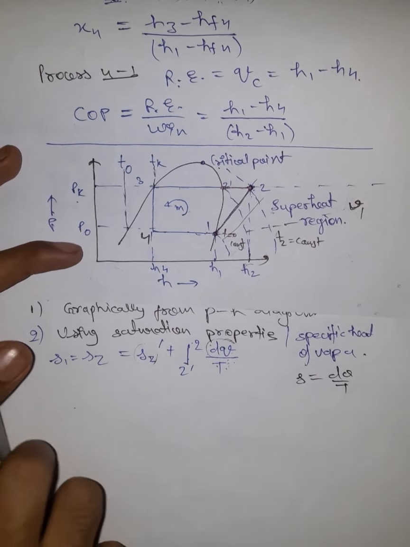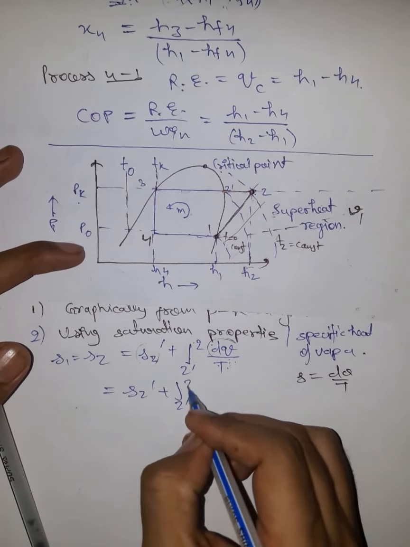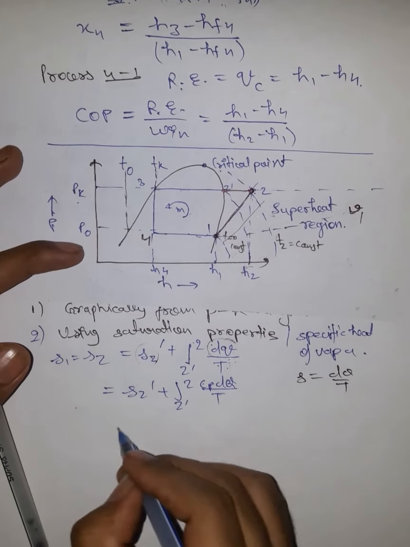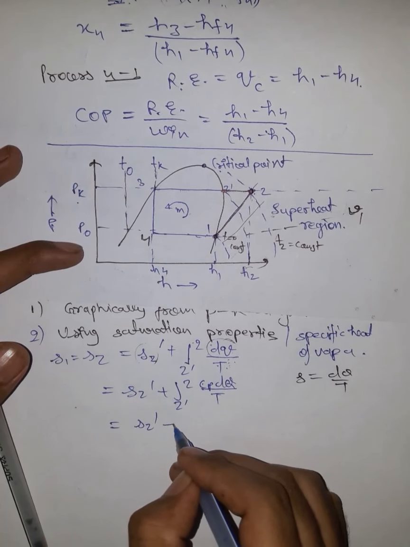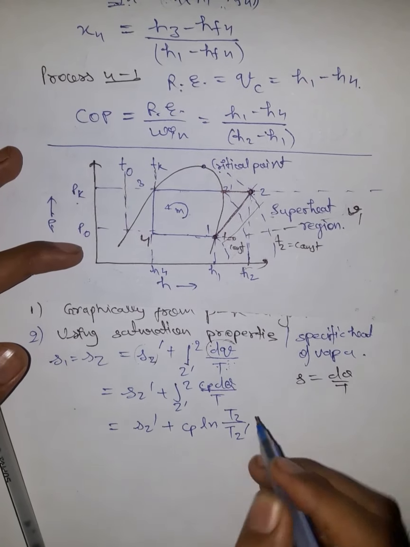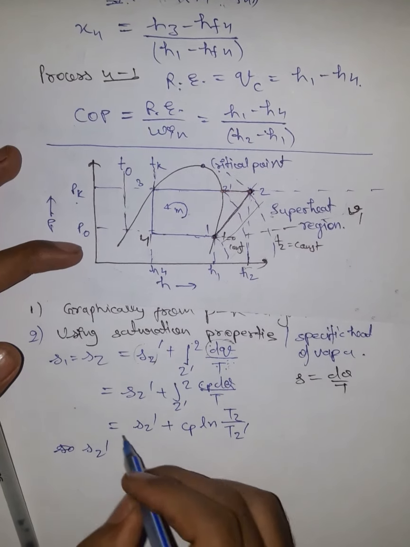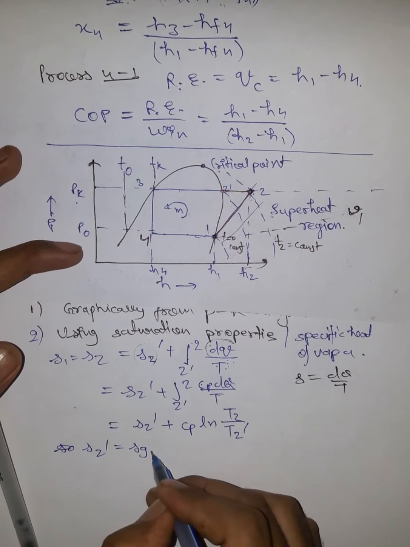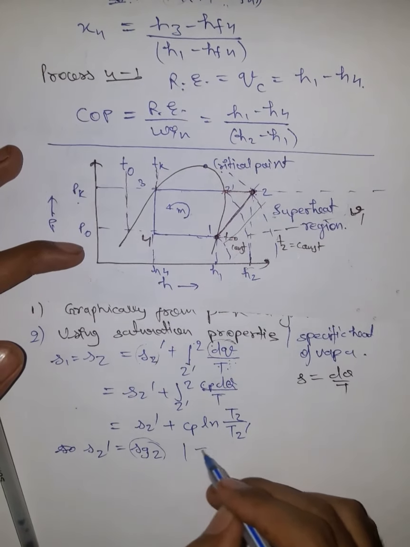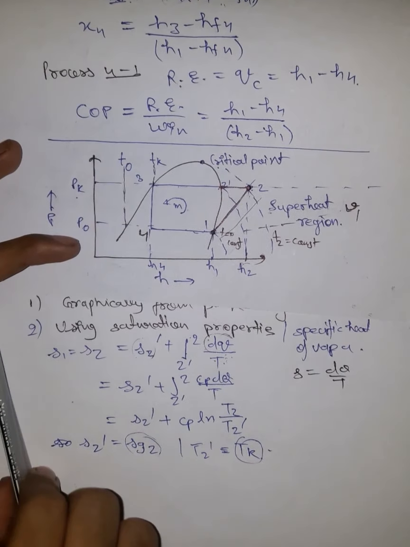If we further simplify this, it can be written as S2 dash plus the integral from 2 dash to 2, and we can write dq as Cp dT, because the heat exchange is taking place at constant pressure. So this formula reduces to S2 dash plus Cp ln of T2 over T2 dash. We know that S2 dash is equal to Sg2, that is the vapor specific entropy at this point, and T2 dash is nothing but the condenser temperature or the saturation temperature at the condenser pressure.